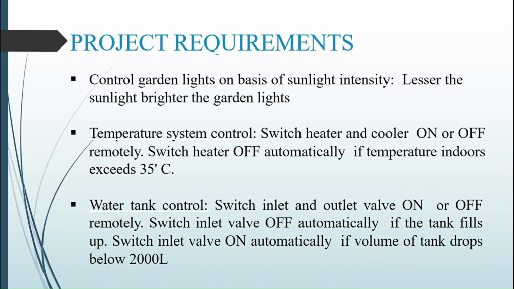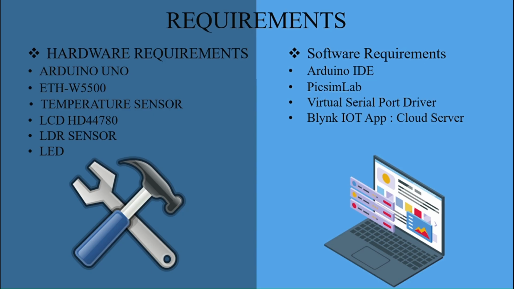Our project requirements are as follows. The first requirement is controlling garden lights on the basis of sun intensity. Next is temperature system control, switching heater and cooler on or off remotely using Blynk IoT, and switching the heater off automatically if the temperature goes beyond 35. Water tank control: switching inlet and outlet on or off remotely using the Blynk app, switching the inlet valve off automatically if the tank is full, and switching the inlet valve on automatically if the level drops below 2000 liters.